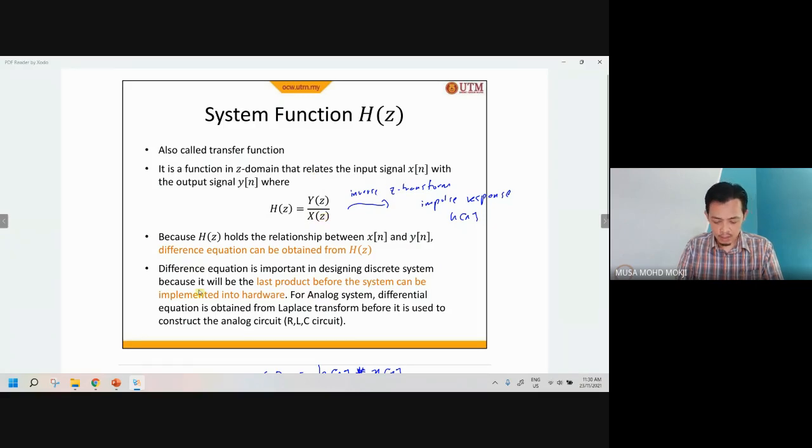I'm just going to read this one because it is here. Difference equation is important in designing discrete systems because it will be the last product before the system can be implemented into hardware. For analog systems, as we have discussed, the differential equation is obtained from the Laplace transform. We were not using the Z transform, we were using the Laplace transform last time, before it is used to construct the analog circuit, which is the RLC circuit, or using op-amps. RLC circuits, we have seen even from year 1.